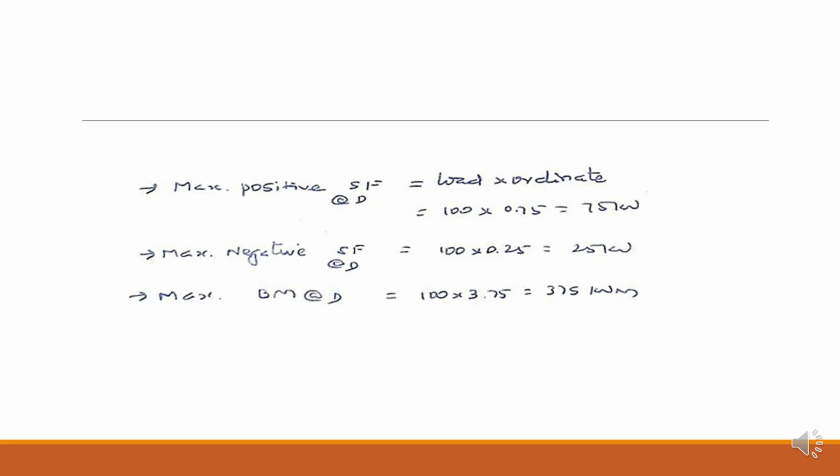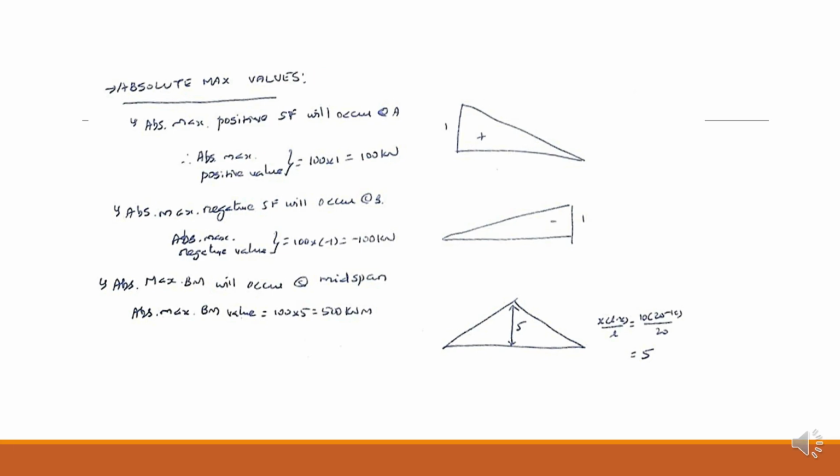Let's look at the absolute maximums for the whole beam. To finish up, let's find the absolute maximum values anywhere on the beam. Absolute max positive shear. This occurs at support A, where the ordinate is 1. 100 kilonewtons times 1 equals 100 kilonewtons. Absolute max negative shear. This occurs at support B, where the ordinate is -1. 100 kilonewtons times -1 equals -100 kilonewtons.